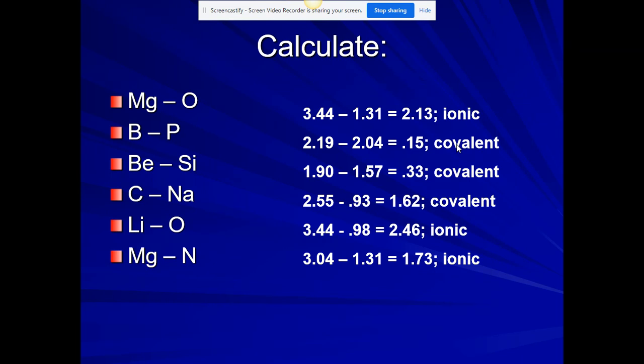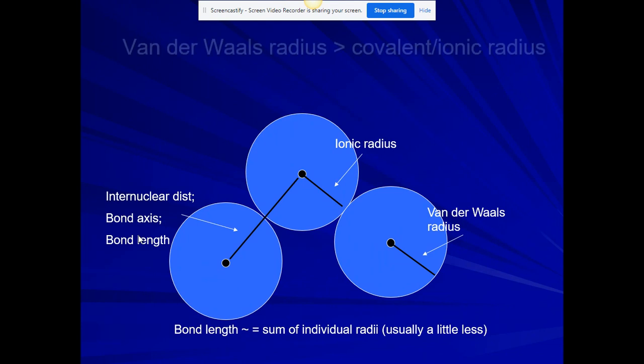Don't just say it, because we could probably eyeball it and say, oh, there's a metal, that's going to be ionic. It's true most of the time, but we do want to prove it with the math, the differences there.